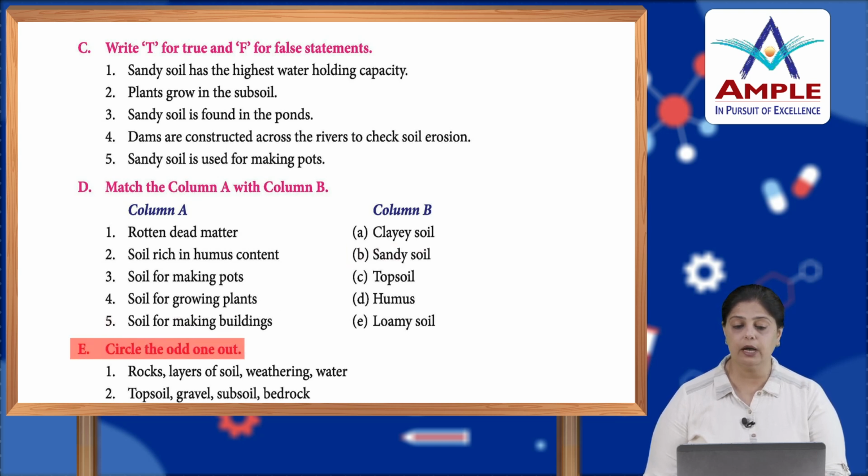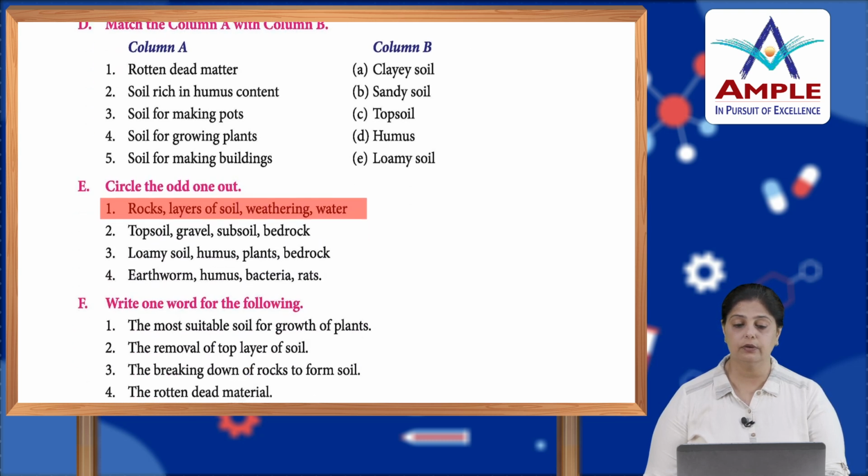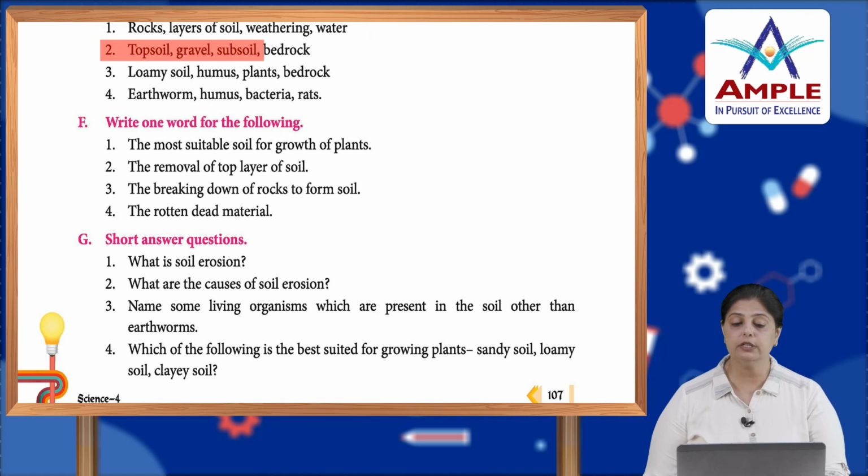Now, circle the odd one out. Rocks, layer of soil, weathering and water? It is water. Topsoil, gravel, subsoil, bedrock? It is gravel. Loamy soil, humus, plants and bedrock? It is plants. Earthworm, humus, bacteria, rats? It is humus.